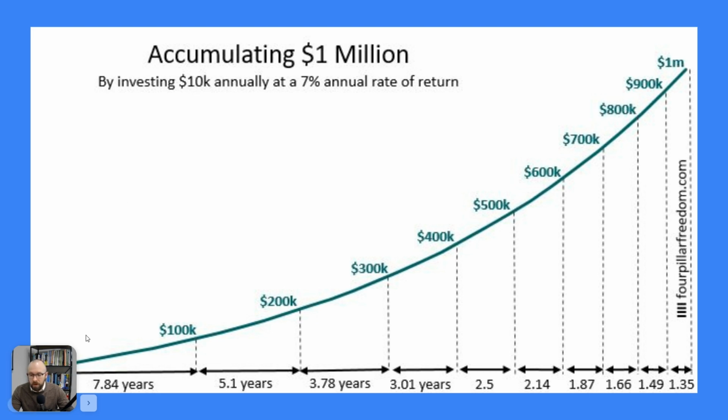From 0 to $100,000, it takes you a little under 8 years. For the next $100,000, it takes you only about 5. The next $100,000, it's a little under 4. The next $100,000, it's just over 3. Then the next $100,000 is 2, then a little over 1.5, a little over 1.5, and then less than 1.5.